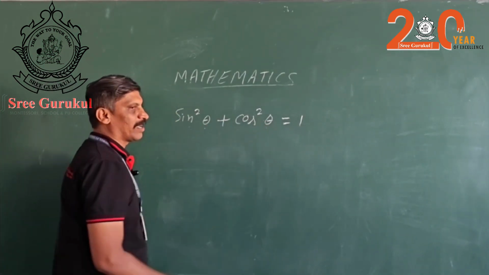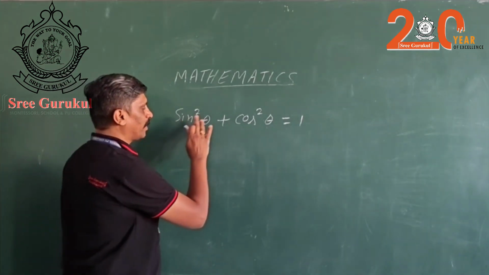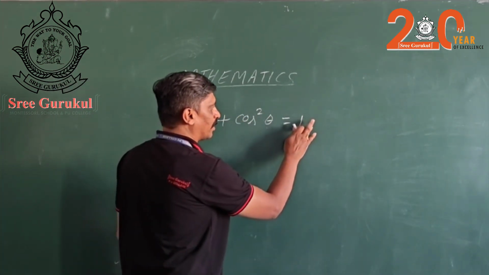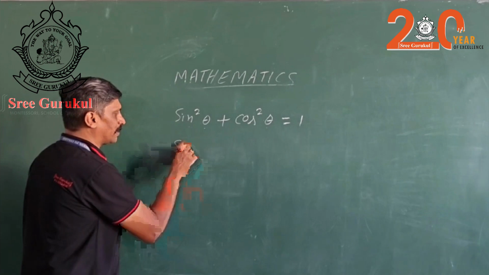Theta is nothing but the measurement of an angle. So sine square of an angle and cos square of an angle is always equal to 1. But how to remember? Just substitute theta with any one value.